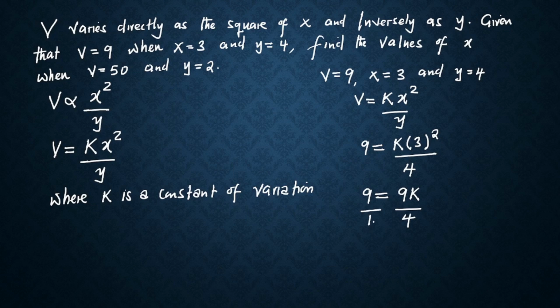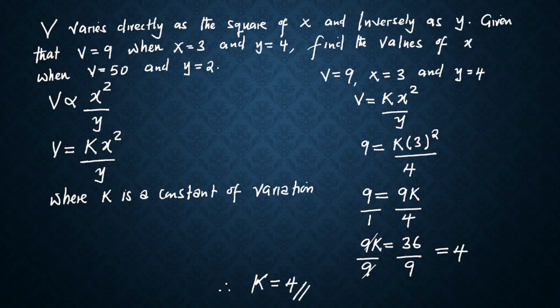At this stage, what do we do? We cross multiply. We're going to say 9k multiplied by 1. That's going to give us 9k. Then 9 multiplied by 4, that's going to give us 36. Now that we're interested in the k, we're going to divide both sides by 9. Okay, so 36 divided by 9, our answer is going to be 4 there. So therefore, we can conclude by saying that the value of k is equal to 4.